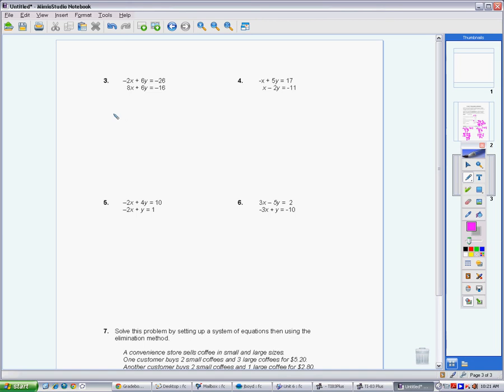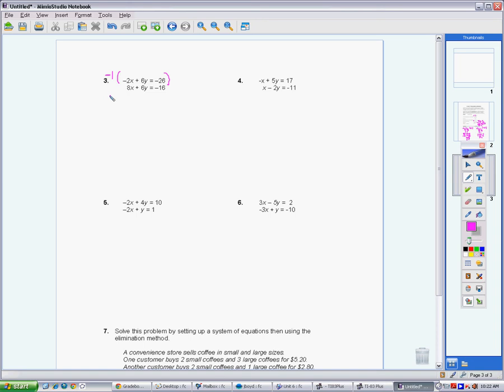I'm going to have to make one of these 6's negative, because if I make one of them negative, then they add up to equal 0. It doesn't matter which one you make negative. I'm going to pick the top one, and I'm going to multiply through by negative 1. That negative 1 is going to change that positive 6 to a negative 6. And because I have to keep everything equivalent, I have to multiply every term by negative 1.